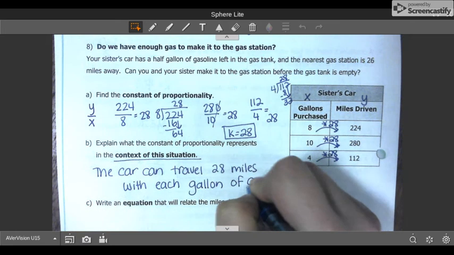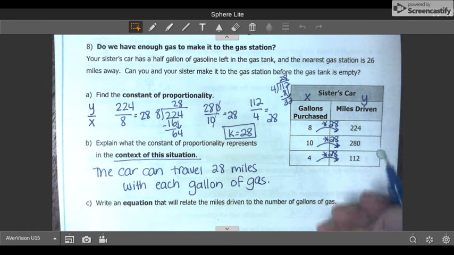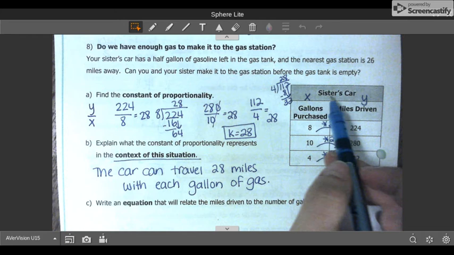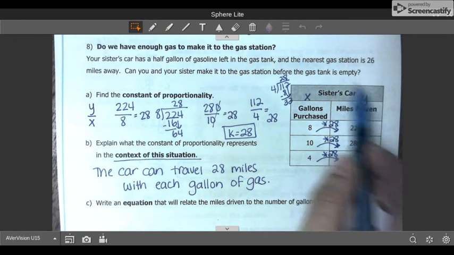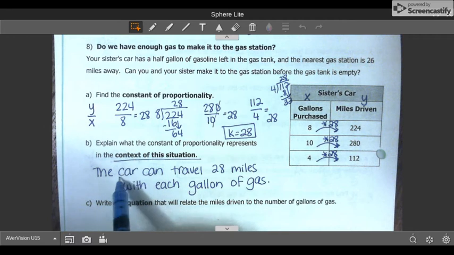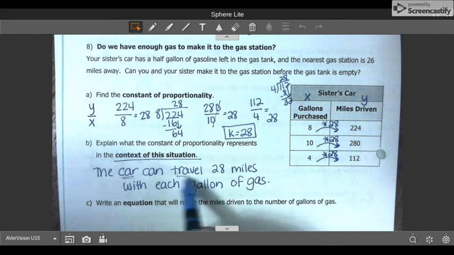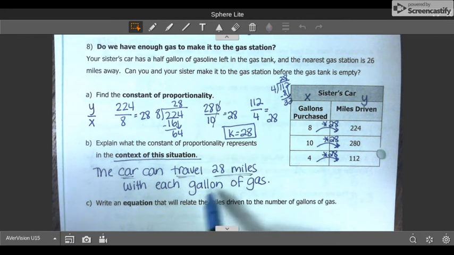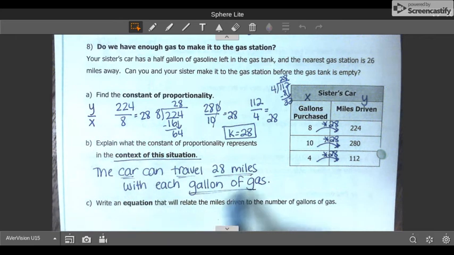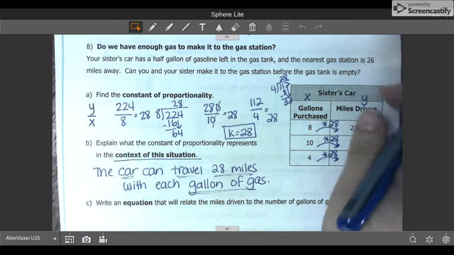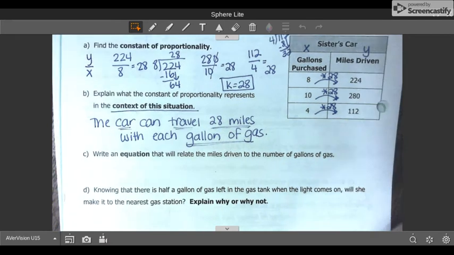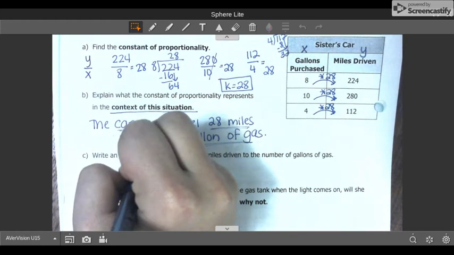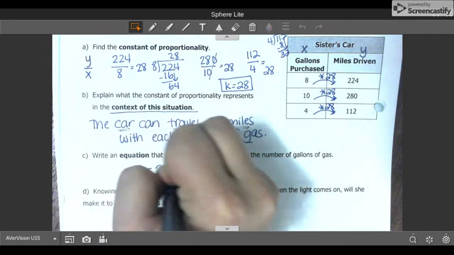So when they say context of the situation, this situation is about your sister's car getting to the gas station. So 28 has to do something with this. So I described it that the car can travel 28 miles with each gallon of gas. That's what that means in this situation. Write an equation that will relate the miles driven to the number of gallons of gas. Y equals 28x.